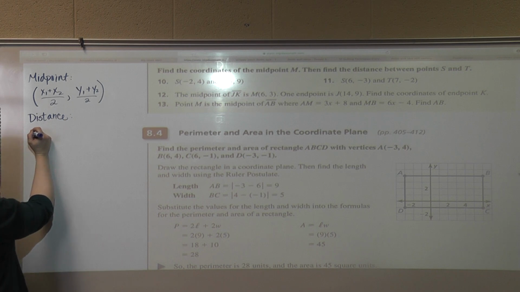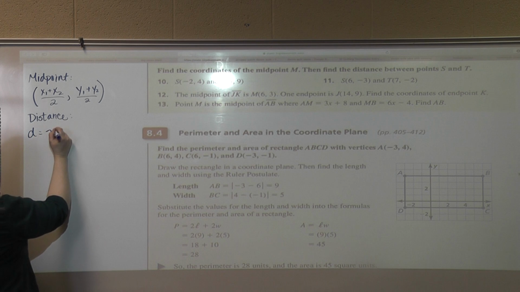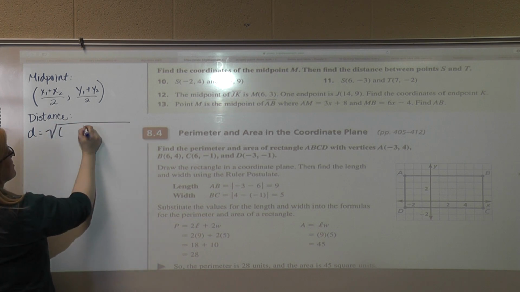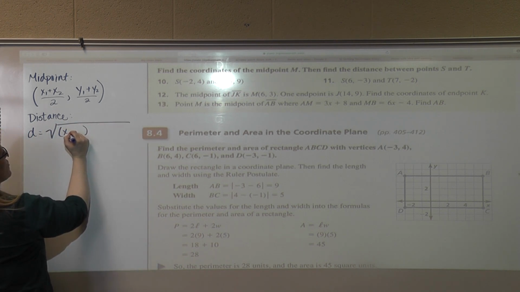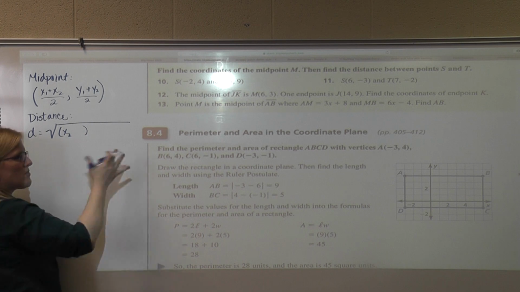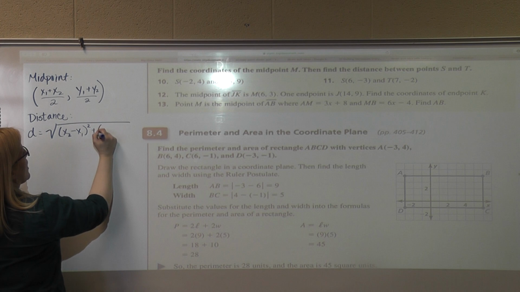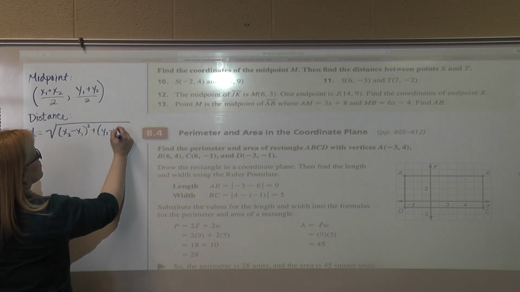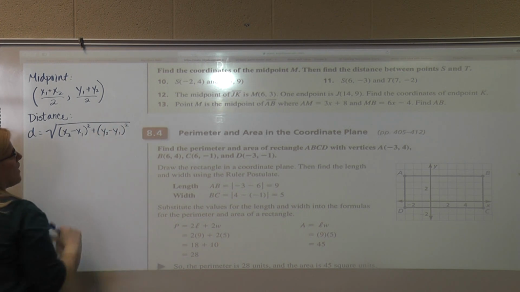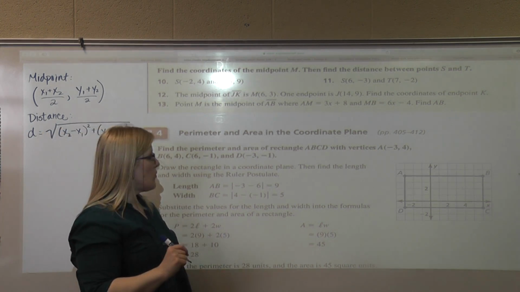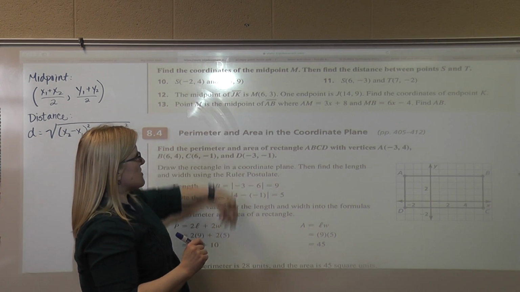The distance formula is, distance is the square root of (x2 minus x1) squared plus (y2 minus y1) squared. It could be x1 first, it doesn't matter what order these are in. All right, so now that we have those, we can work on these.